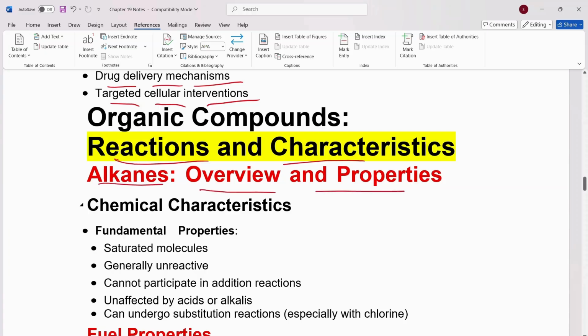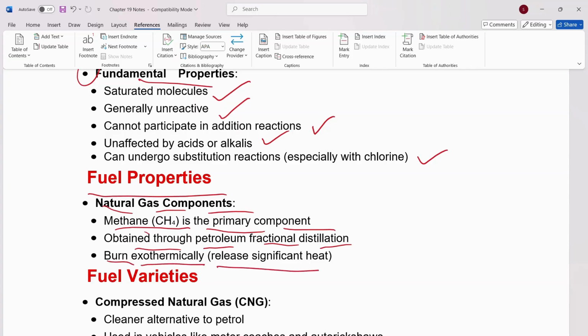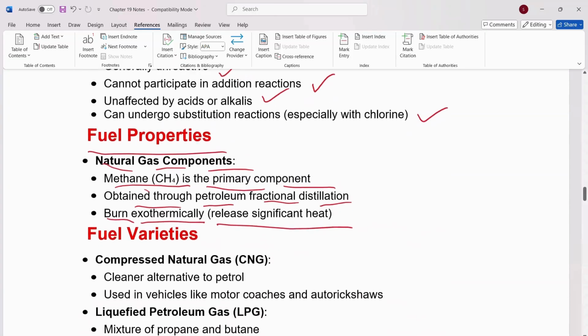Let's talk about alkanes, overview and its properties. Chemical characteristics, fundamental properties. They are saturated molecules, generally unreactive, cannot participate in addition reactions, unaffected by acids or alkalis, and can undergo substitution reactions, especially with chlorine. Let's talk about some fuel properties. Natural gas components: methane is the primary component, obtained through petroleum fractional distillation. Burns exothermically, which means it releases a significant amount of heat.